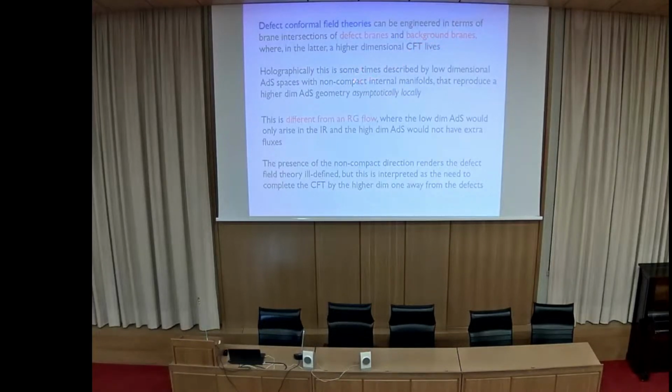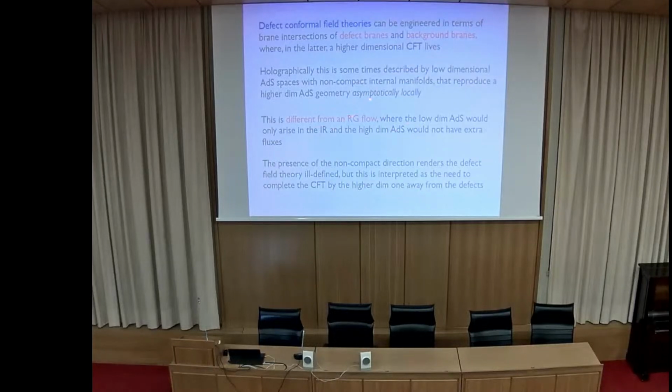Okay, we say that this AdS geometry arises asymptotically locally when we send this coordinate to infinity, because it contains extra fluxes that are due to the defect branes. These fluxes don't disappear in this limit, but they contribute in a subleading way to the equations of motion.